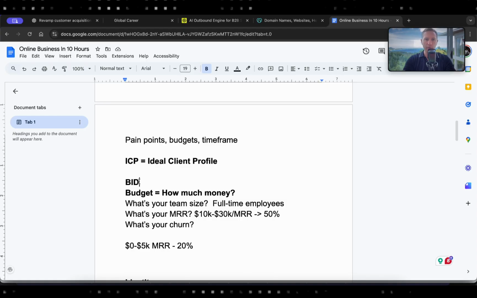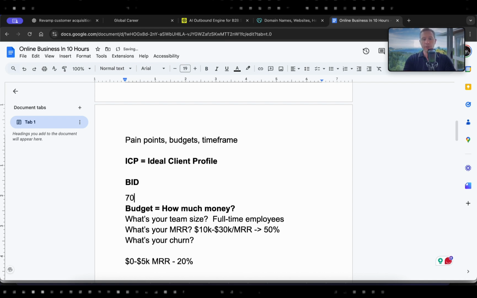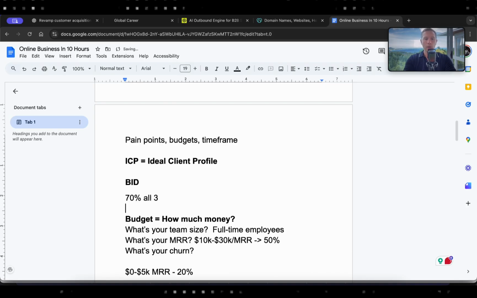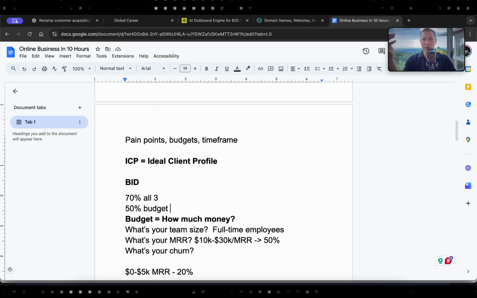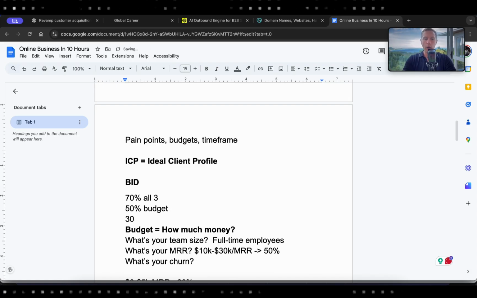They don't always need to have all two even, but if they have all three, the likelihood of closing is going to be something like this. So like 70% all three, 50% if they have budget. Budget seems to be the one that is the hardest to overcome, because if your service costs $5,000 and they're in India making $1,000 a month, I just don't think they're ever going to be able to afford your service. There's never going to be a good fit. And then, maybe if they have budget only, 30%. If they only have budget but they don't have the other ones, you can still close at 30%.